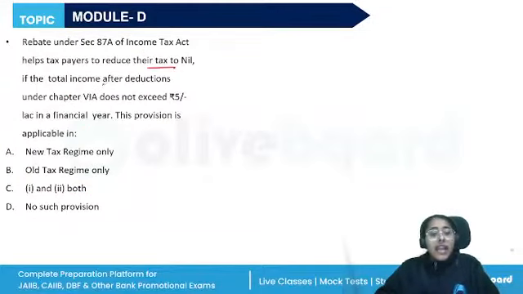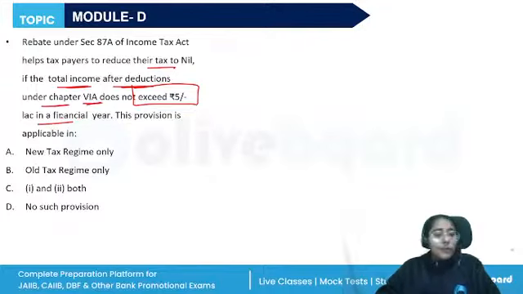Next, rebate under Section 87A of the Income Tax Act helps taxpayers to reduce their tax to nil if the total income after deductions under Chapter 6A does not exceed rupees 5 lakhs. So, this is known as tax planning. We can have the benefits of deductions, and after the deductions, if the remaining value does not exceed rupees 5 lakhs, then the taxpayers will have nil responsibility. They can reduce their tax to zero.